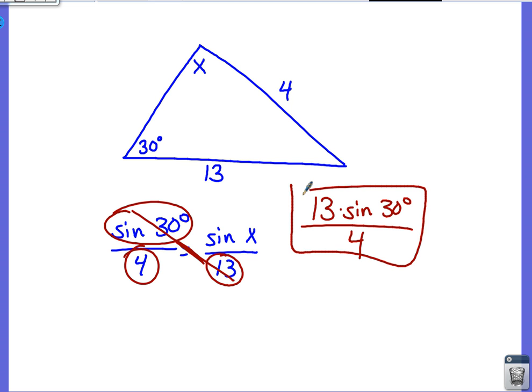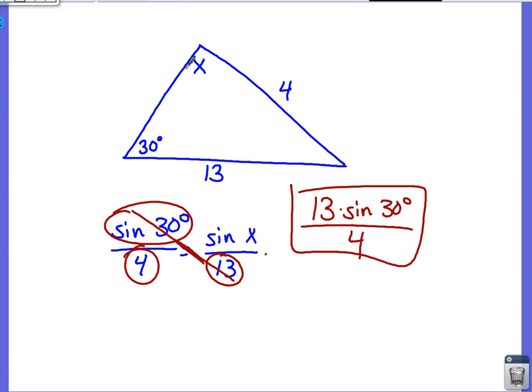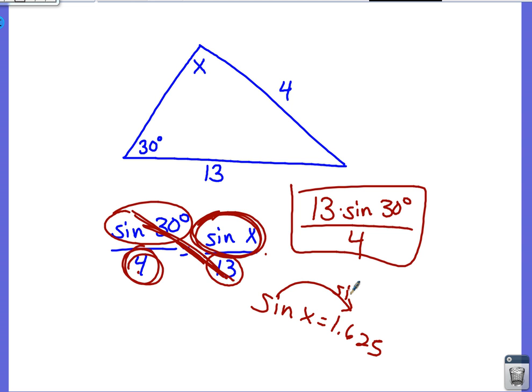When you type that into your calculator, I did this times this divided by 4. That does not mean this angle is 1.625, because when you do this times this and divide it by this, that doesn't give you x. It gives you sine x. You would still have one more step. So now you have sine of x equals 1.625. When you move the sine over by doing inverse sine, you actually get an error.